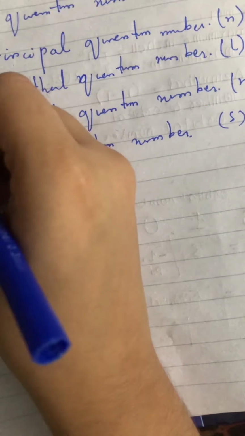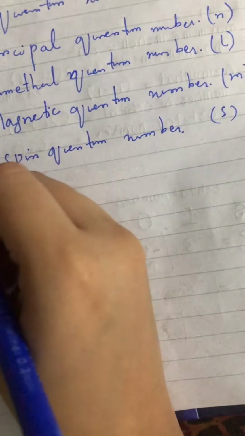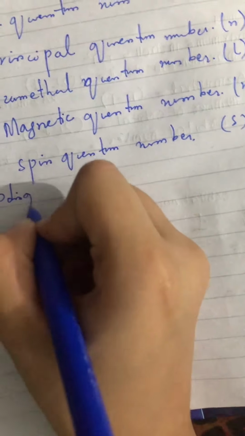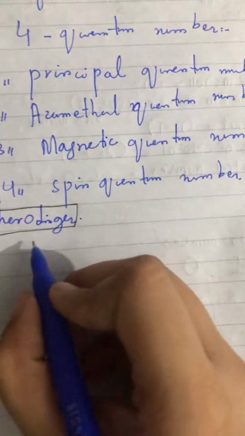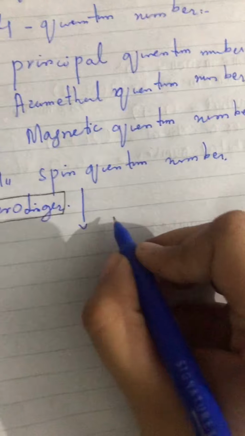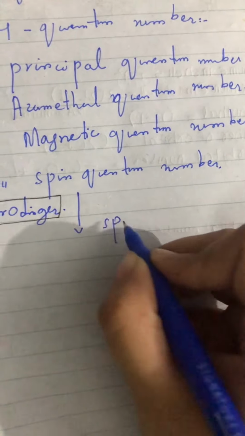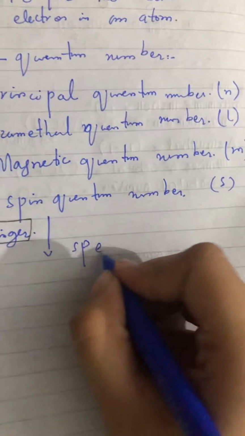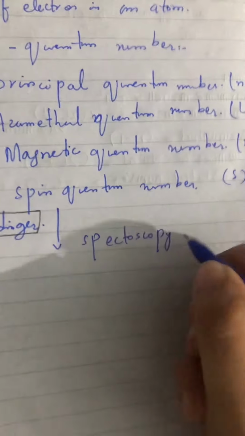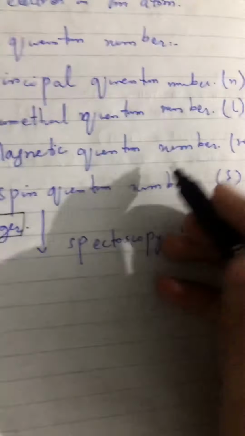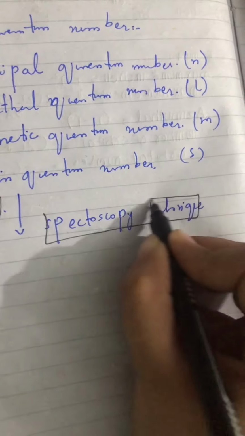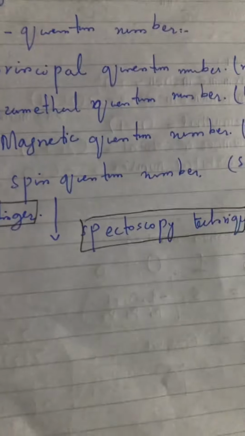These 3 quantum numbers were given by Schrödinger. He was a scientist who gave these 3 quantum numbers. But if we talk about the last one, the spin quantum number, it was found by spectroscopy. This is a technique, the spectroscopy technique. It was found by this technique, and those 3 were given by the scientist Schrödinger.